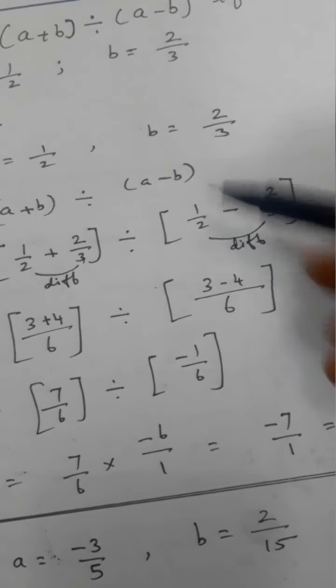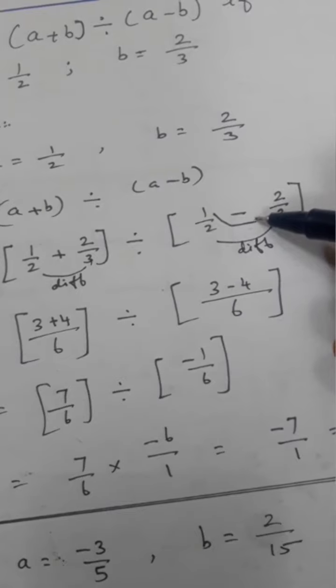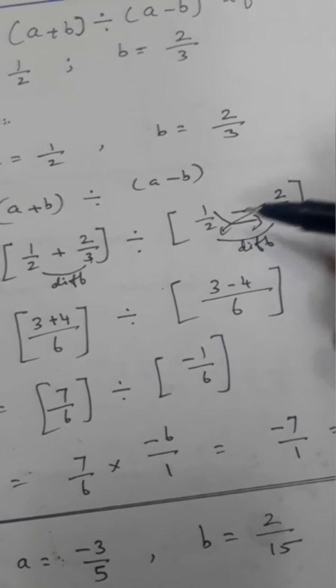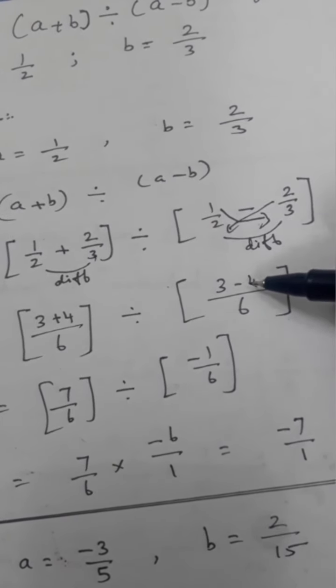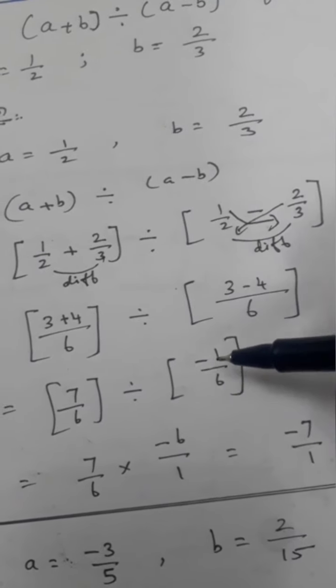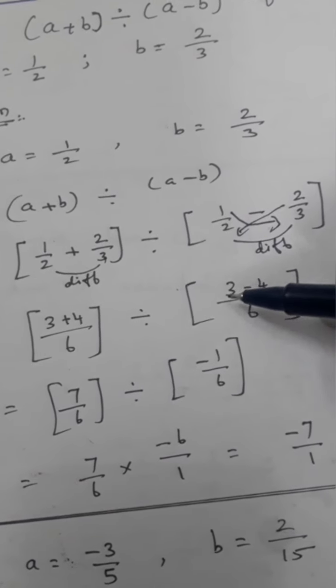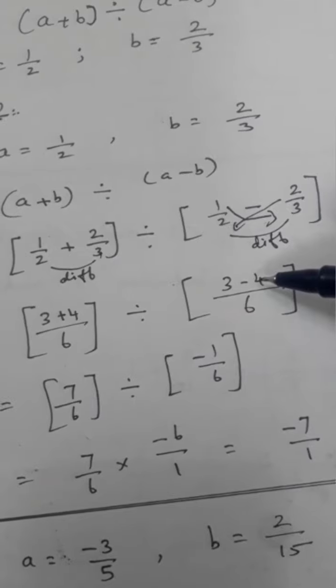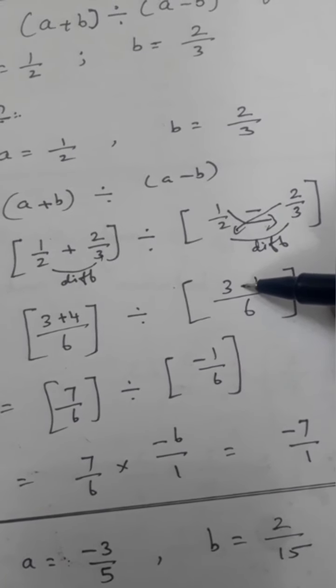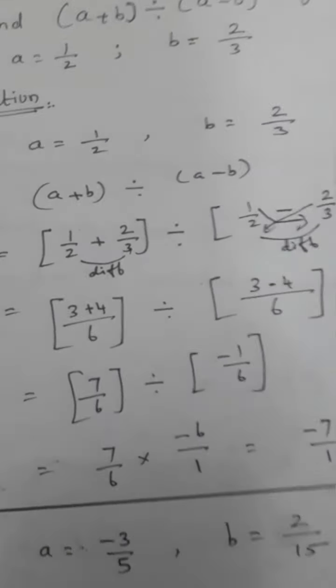Here also the denominators are different, so do cross multiplication. 1 three is 3, 2 twos are 4, 3 minus 4. 3 minus 4 is not possible, so 4 minus 3 is, what is the answer? 1. 4 minus 3 is 1. The greater number is 4, and the symbol near 4 is minus, so it is minus 1 by 6.